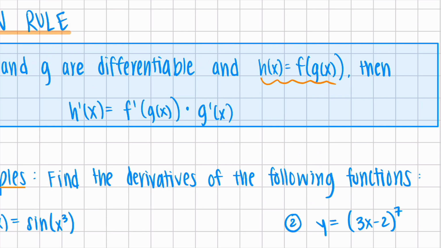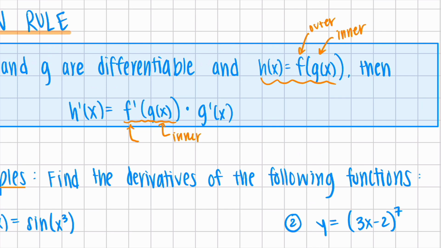This is a composite function where g of x is inside f of x. So we have an outer function and an inner function. So here f is our outer function and g is our inner function. So if I have a composite function, when I take the derivative, I'm going to start by taking the derivative of the outer function. So I have f prime of x. And then notice that g of x stays the same. My inner function stays the same.